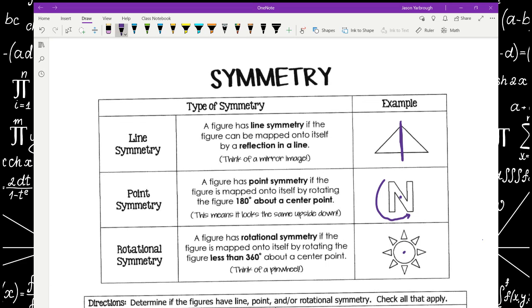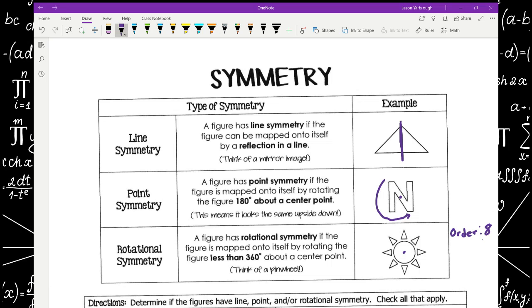With rotational symmetry, we have something that is called an order, which basically means how many times does it repeat. So in this case, we have an order of 8 because it repeats 8 times.